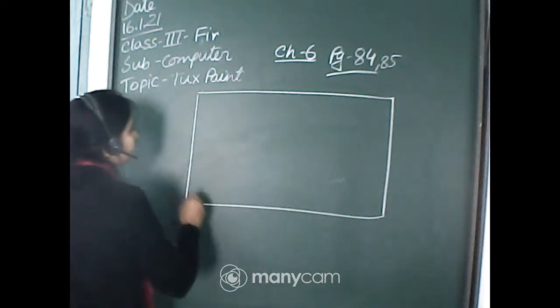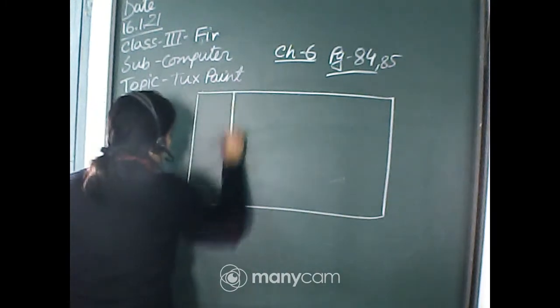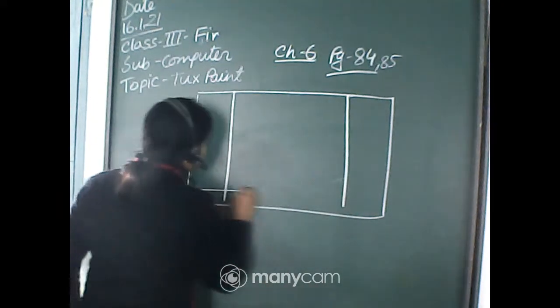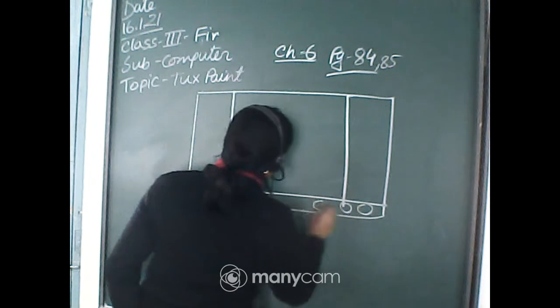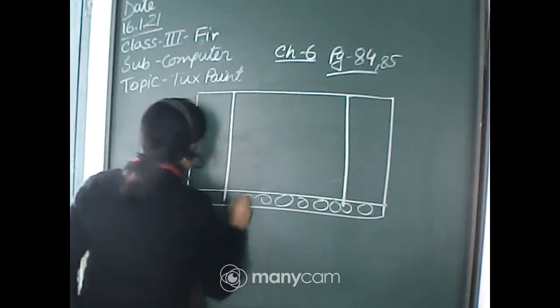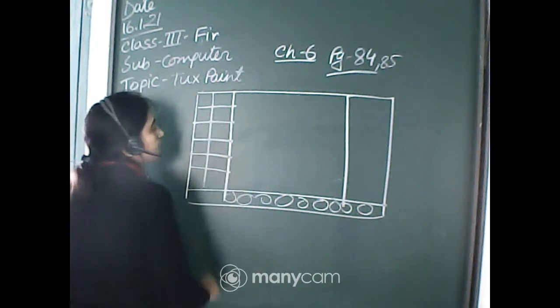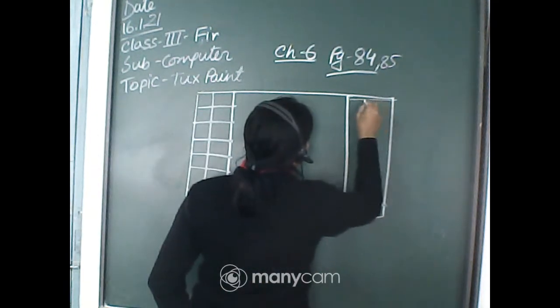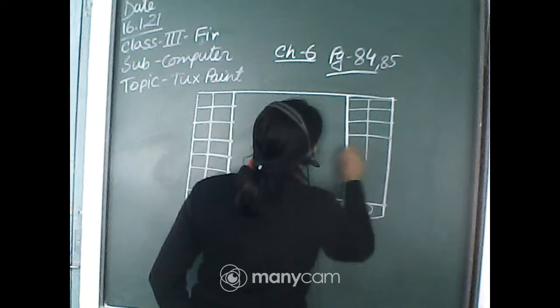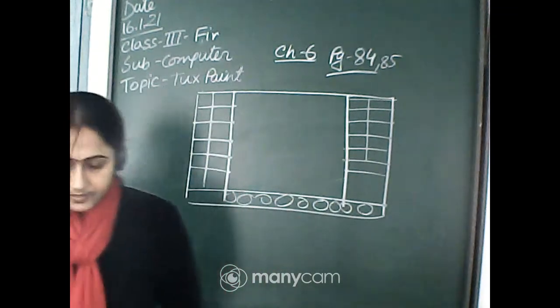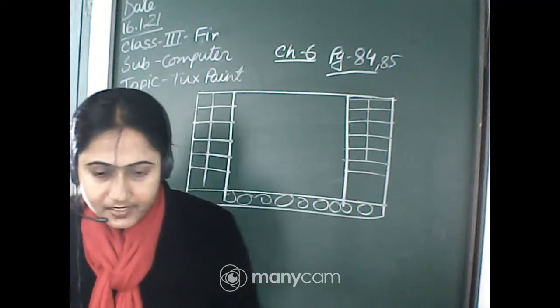Suppose this is the TaskPen window. On the left side is the toolbox, on the right side is a selector, and at the bottom there is a color palette. From the toolbox you can choose the tools, and from the selector you can select any type of shapes and patterns.